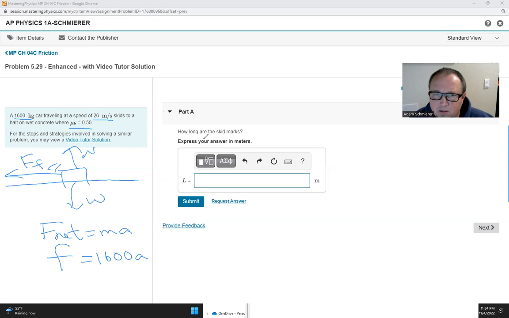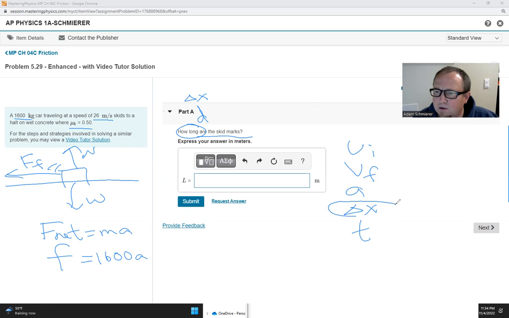How long are the skid marks? Let's think through this. They're asking me how long, so they're asking for the distance or displacement. That means I'm going to have to use the kinematic variables: v initial, v final, acceleration, displacement, time. I want to know how far it goes. The initial speed is 26. If it's stopping on concrete, the final is zero. Time, I'm not going to get time. What I need is acceleration. So how am I going to get acceleration?